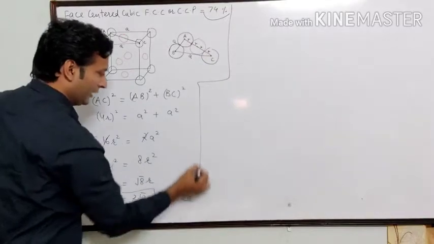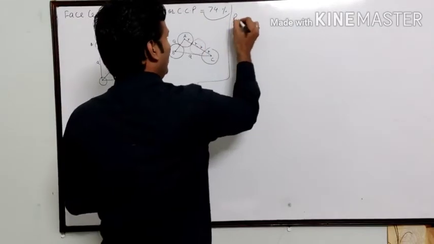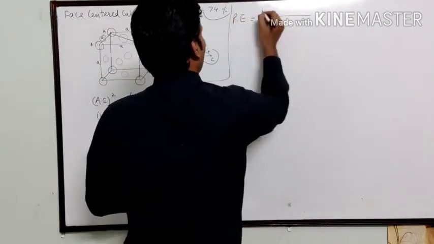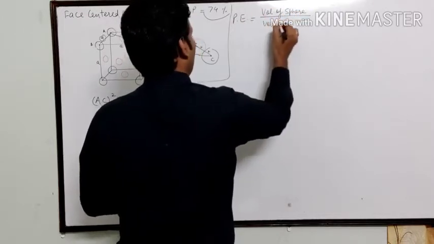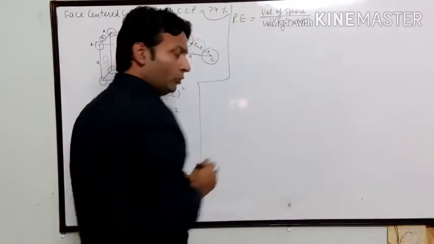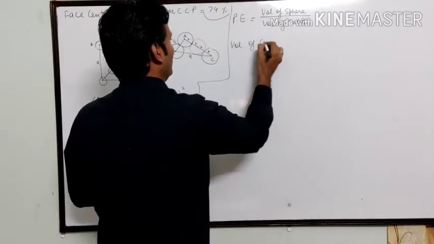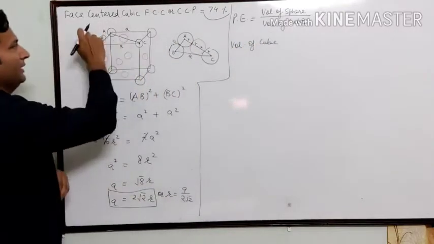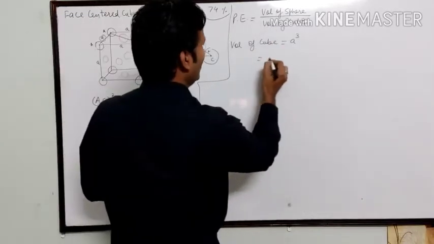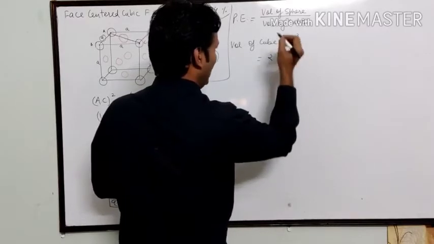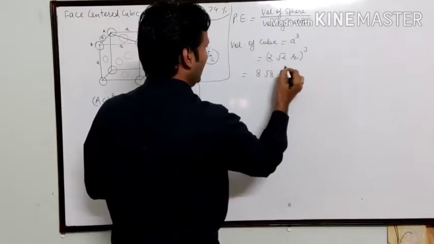Now I will prove that the packing efficiency in FCC lattice is 74%. Again, my formula for packing efficiency is volume of whole sphere present upon volume of cube. Now what is the volume of cube? The volume of cube is A cube. Volume of cube is equal to side cube. Sides are A. Now it is A cube. What is the value of A? A is equal to 2 root 2r. That is cube. Or we can say it is 8 root 8r cube.